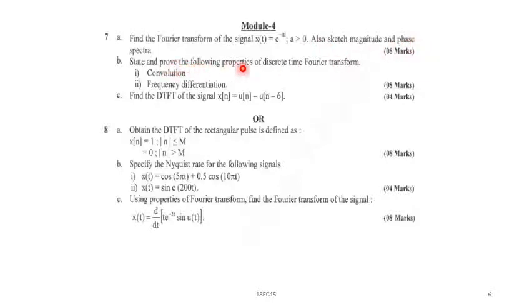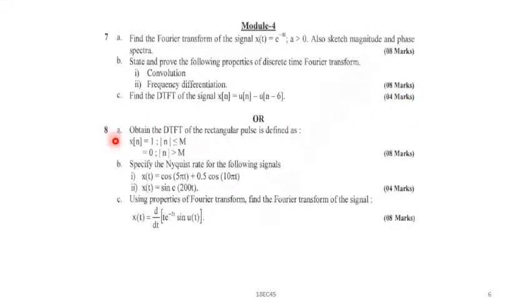State and prove the following properties of discrete time Fourier transform, that is, convolution and frequency differentiation. Find the DTFT of the signal x of n is equal to u of n minus u of n minus 6. So the first question is asked for 8 marks, the second one is 8 and the third one is 4.